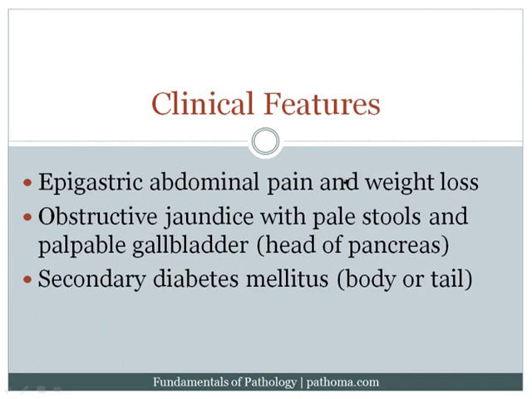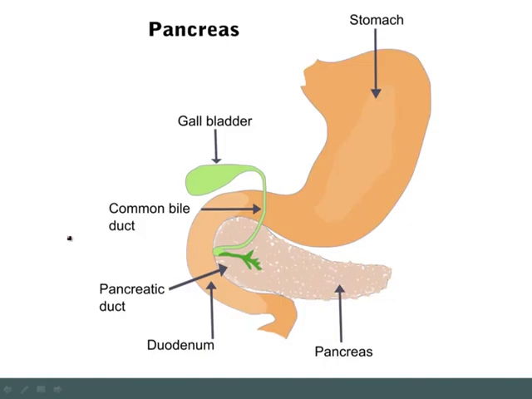Patients with pancreatic carcinoma generally present late in the course. However, when they do present, they classically have epigastric abdominal pain and weight loss. Now, pancreatic carcinoma can arise within the head of the pancreas or the body or tail of the pancreas. When it arises within the head of the pancreas, the classic finding would be obstructive jaundice with pale stools and a palpable gallbladder. The idea here is that when you've got this tumor in the head of the pancreas, you're going to block the flow of bile.